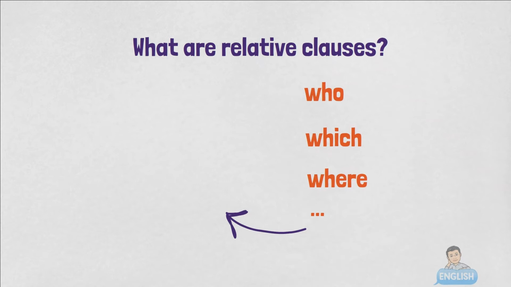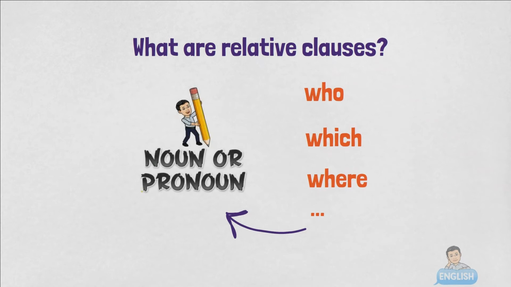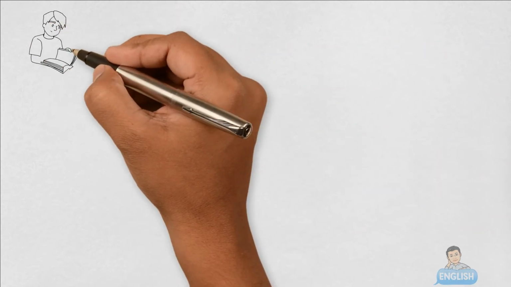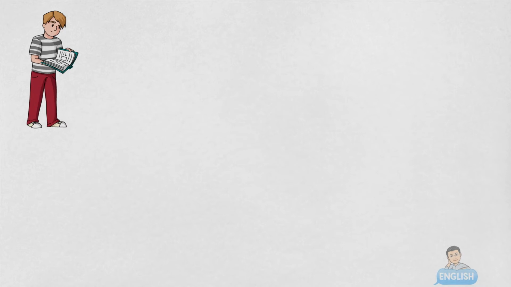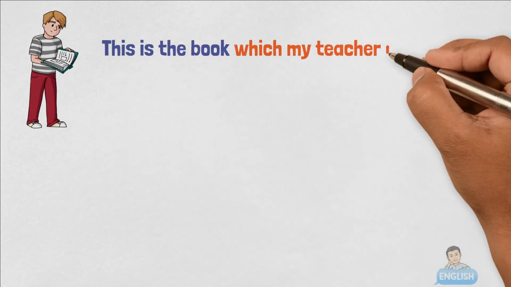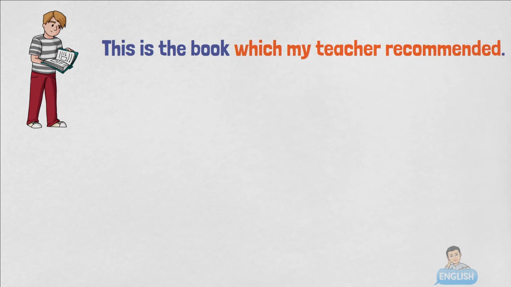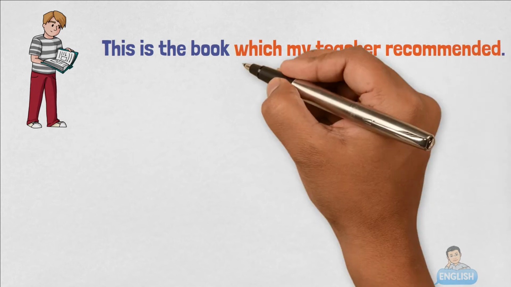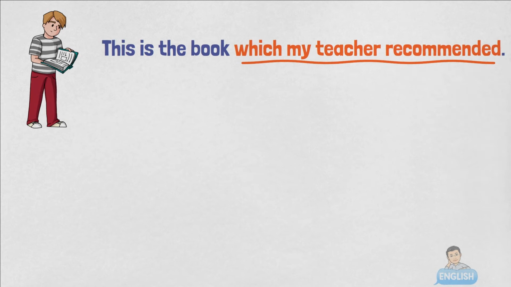They are used to modify nouns and some pronouns, to identify people and things, or to give more information about them. For example, this is the book which my teacher recommended. Which my teacher recommended is a relative clause that modifies the noun, book, before it.